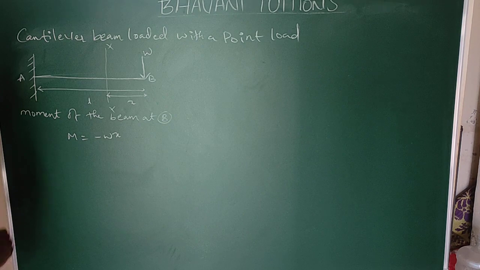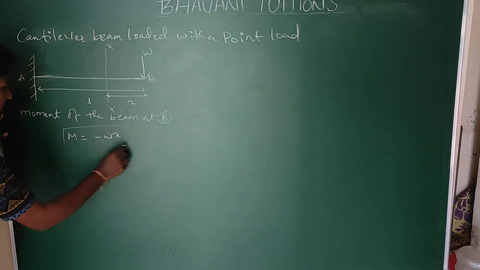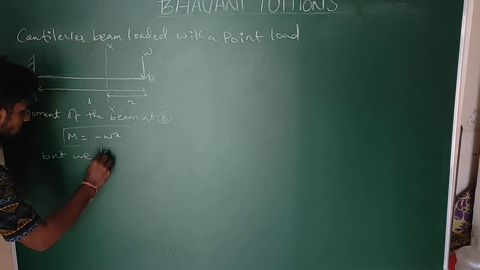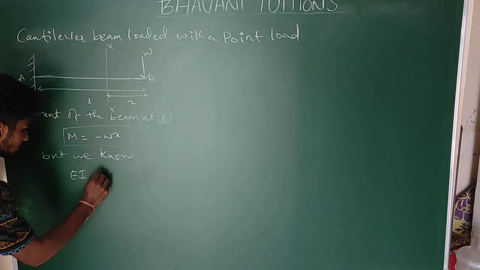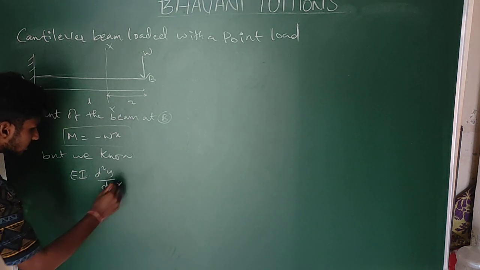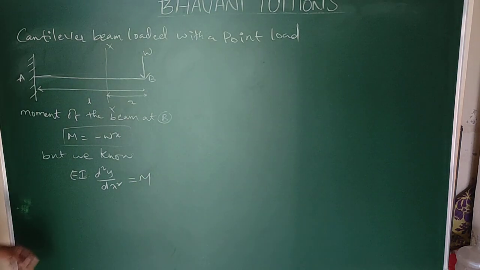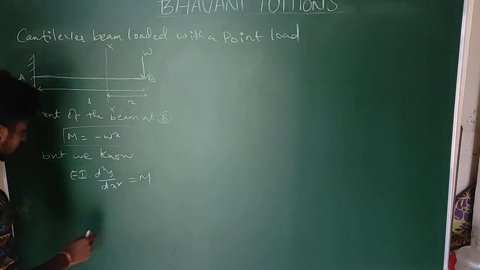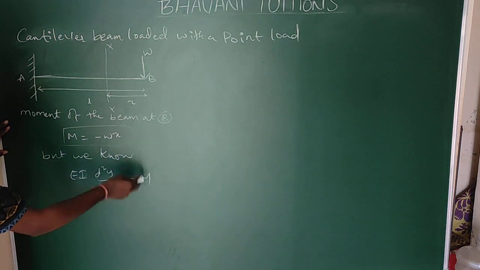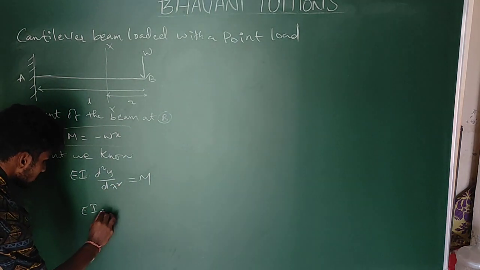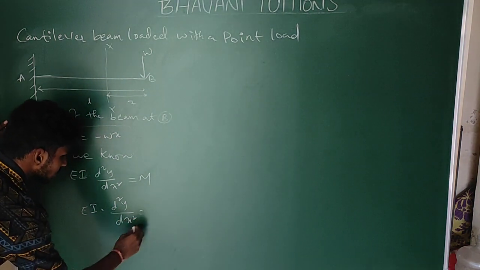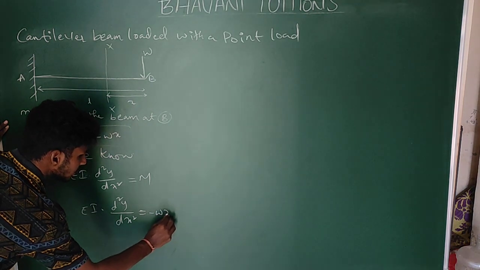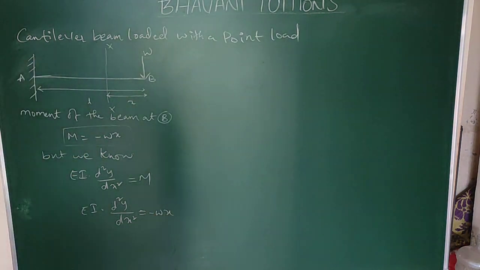So now this is the moment equation, but we know moment is nothing but EI into d square y by dx square. Therefore that is equal to M. Moment is equal to EI d square y by dx square. So what is the moment we got? Minus Wx. So let us substitute this minus Wx in this equation. We get EI d square y by dx square is equal to minus Wx. This is the equation we are going to get.